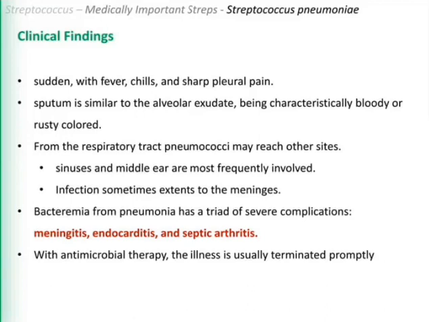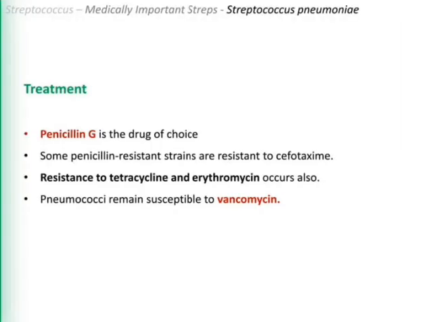From the respiratory tract, pneumococci may reach other sites. Sinuses and the middle ear are most frequently involved. Infection sometimes extends to the meninges. Bacteremia from the pneumonia has a triad of severe complications: meningitis, endocarditis, and septic arthritis. With antimicrobial therapy, the illness is usually terminated promptly.